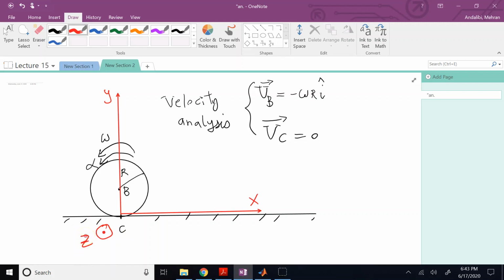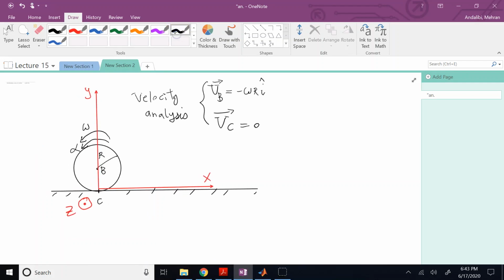Good. So now we want to do acceleration analysis. And my question for you is this. What is A of point B? And what is A of point C? And note that omega and alpha are both given, so we are not going to find them. We assume that they are given parameters. Okay, so let's get started on that.